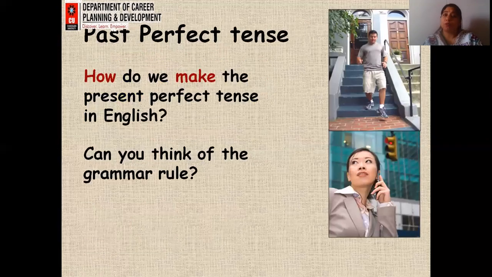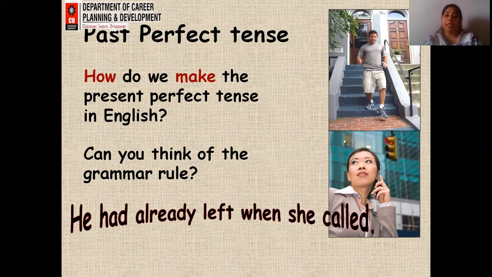Next is past perfect tense, and how we are using it is a grammar rule. So what is the syntax of using it? Can you think of a grammar rule here? He had already left when she called. Again, we know that two actions took place. When she called, he had already left. So one was complete and the other completed just at that moment.